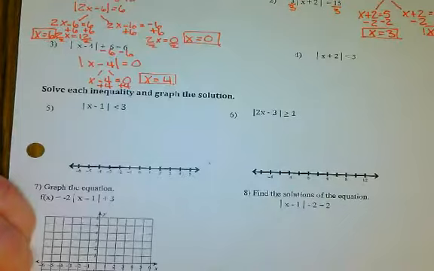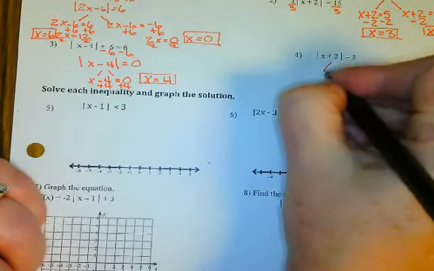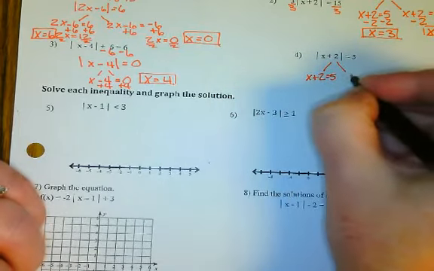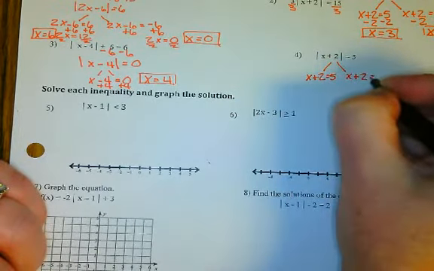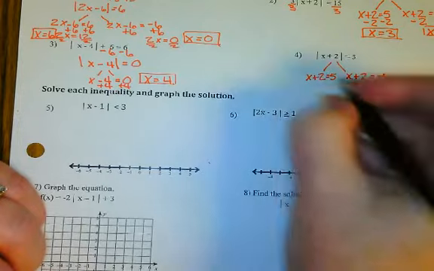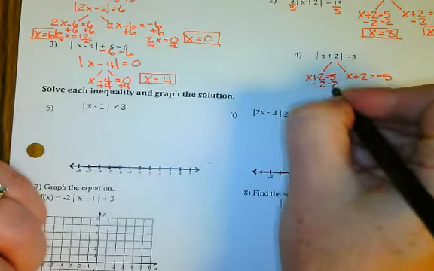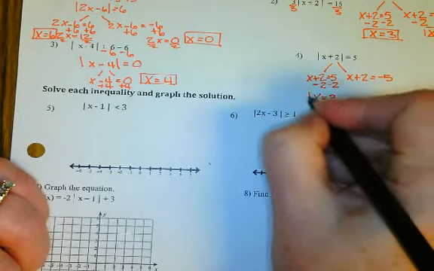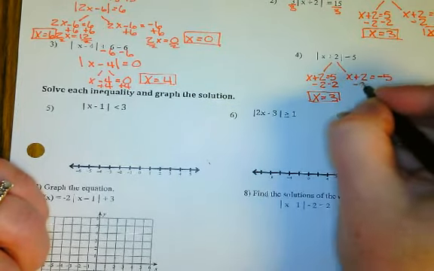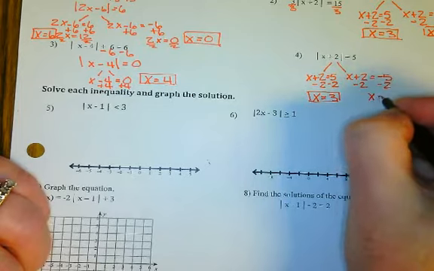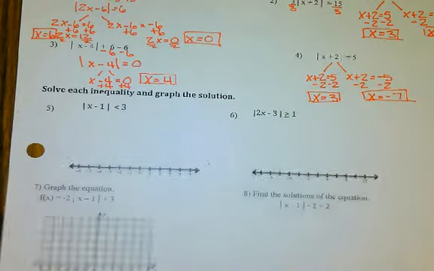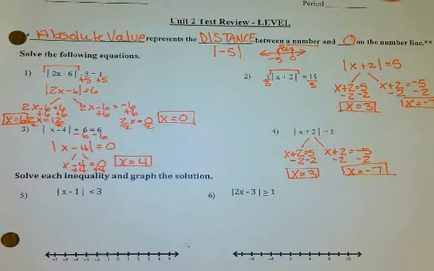Alright, on number 4, it's already isolated. So I'm just going to start breaking it up right away. So x plus 2 equals 5. And x plus 2 equals -5. And it seems like it's very similar to question number 2. So I'm just going to start solving it. So x equals 3. And x equals -7. Alright, so these were all the equations, okay?